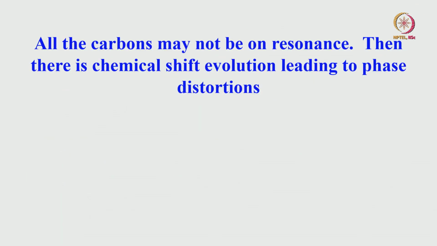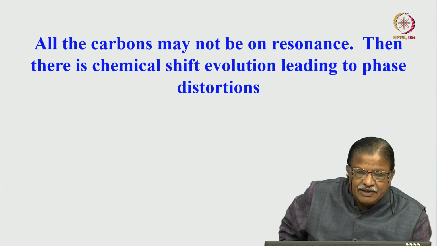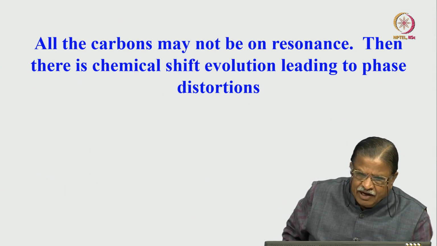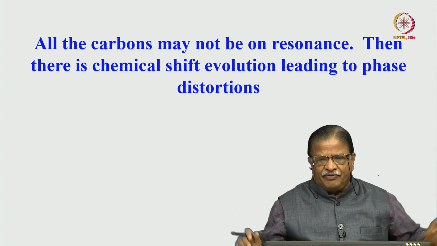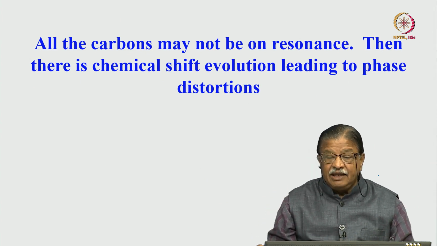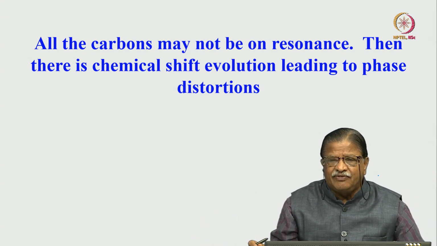All the carbons may not be on resonance. This is, I think, what happens. But it should happen in such a way that we have different chemical shifts for different carbons. They all have different offsets; they may not be at the same chemical shift. Then what will happen? They will evolve as per their different chemical shifts.